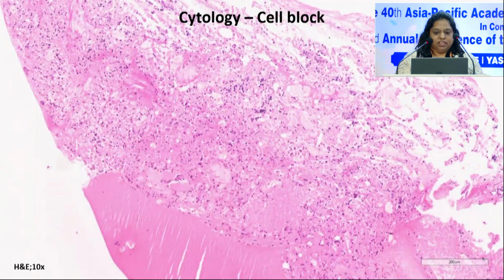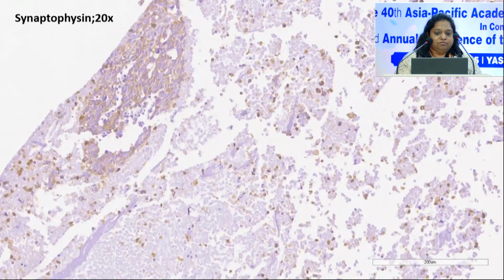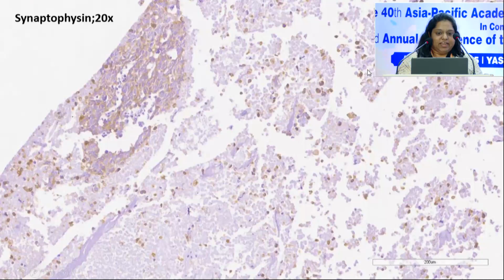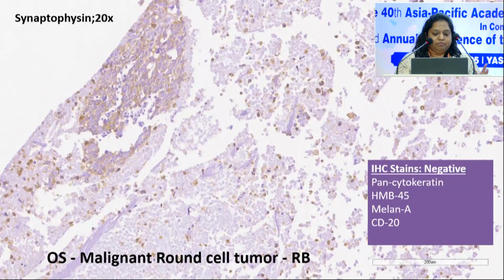cervical lymph nodes. Now, this was the vitreous biopsy which was sent, the cell block of the biopsy, which showed a few scattered atypical cells along with necrotic cells and debris. Those atypical large cells were highlighted on synaptophysin. Cytokeratin, HMB45, melanin, CD20 were negative in this particular case. So this was a case of a malignant round cell tumor, query RB, because the synaptophysin was positive.